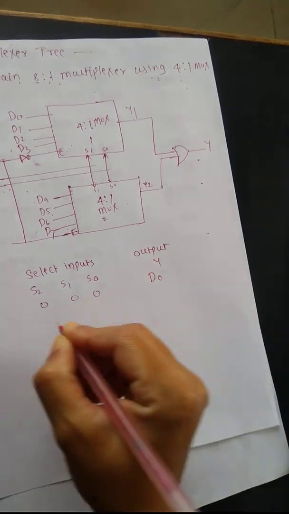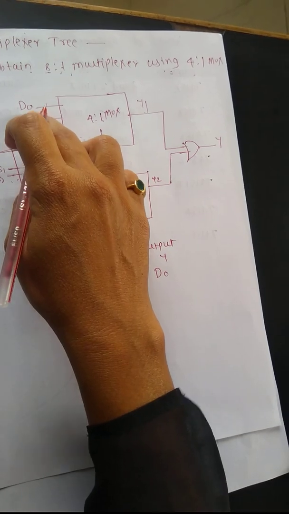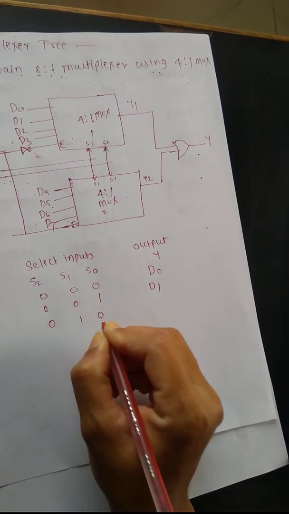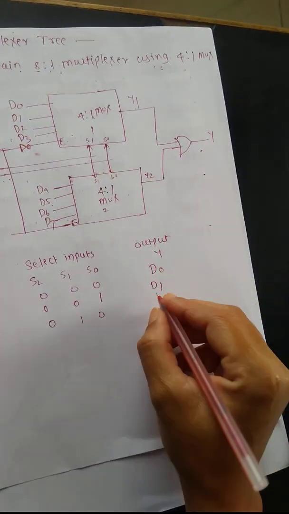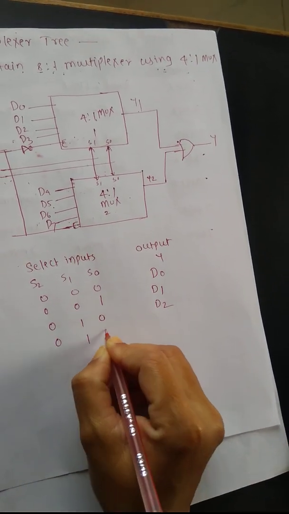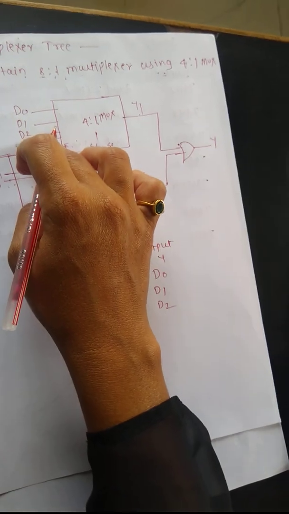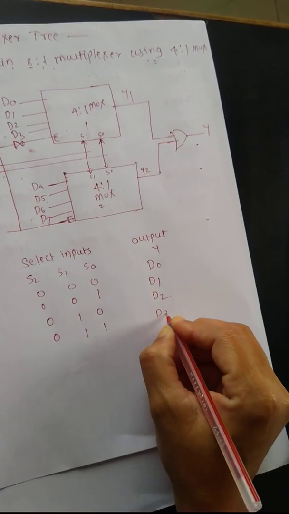Y as D0. Next, select input line 0, 0, 1. So input D1 is selected and the output is routed as Y equals D1. Next, 0, 1, 0 for select line data. So the input is selecting D2 and that D2 is routed as the Y output. Next, 0, 1, 1. That is the select line data 0, 1, 1. So the input is selecting D3 and that D3 is routed as the Y output.